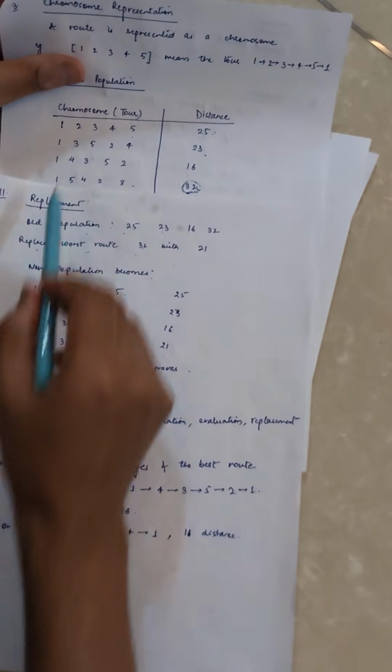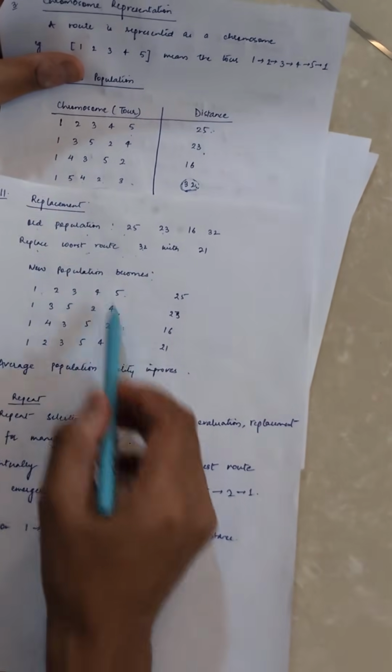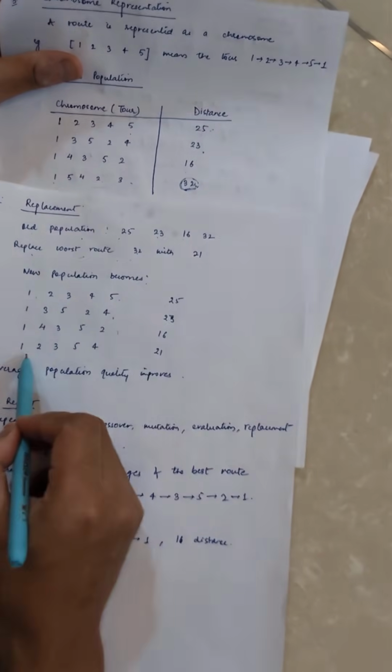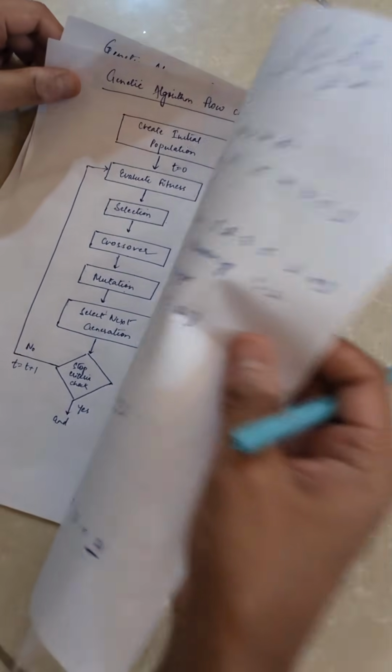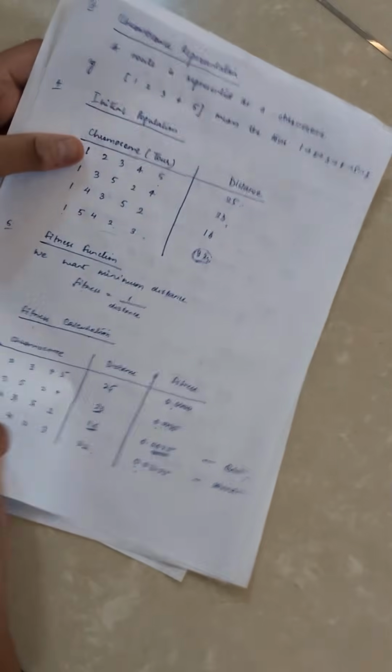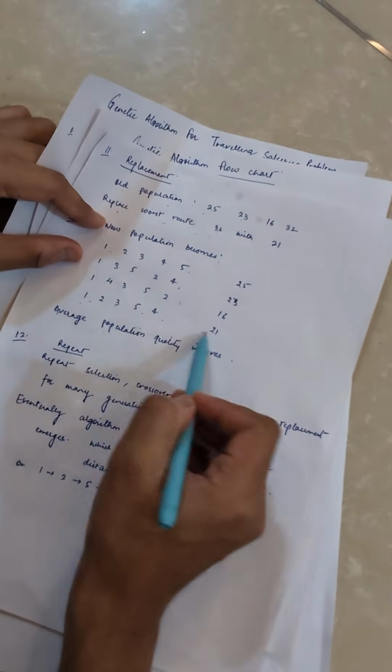So initially the random population was 1, 2, 3, 4, 5; 1, 3, 5, 4, 2; 4, 1, 3, 5, 2; 1, 4, 3, 5, 2; and 1, 5, 4, 2, 3. But this 1, 5, 4, 2, 3 will be replaced with the newly created offspring, which was 1, 2, 3, 5, 4. So we'll simply replace it with 1, 2, 3, 5, 4. Here it is, right? So the new population includes 1, 2, 3, 5, 4.